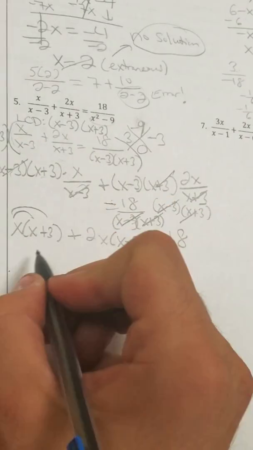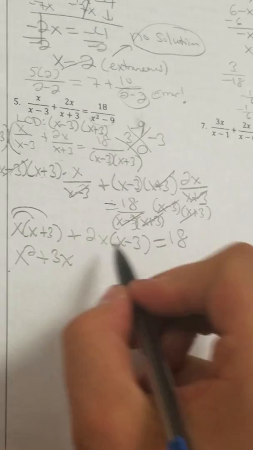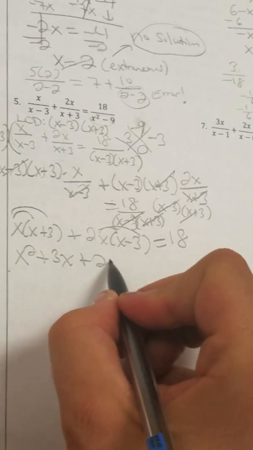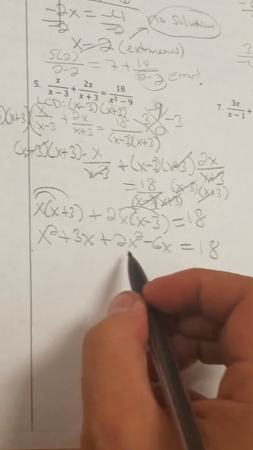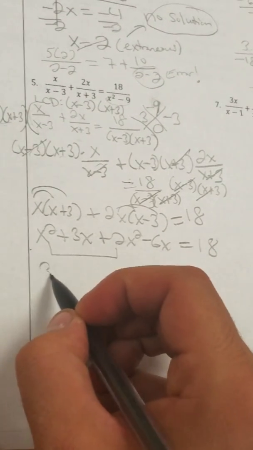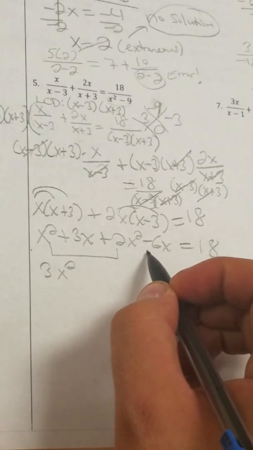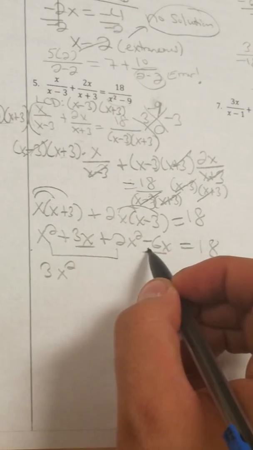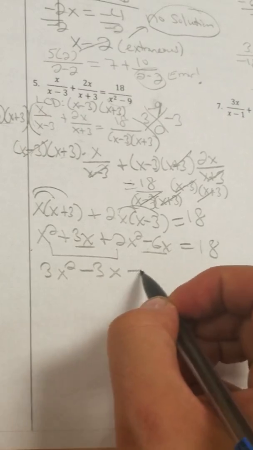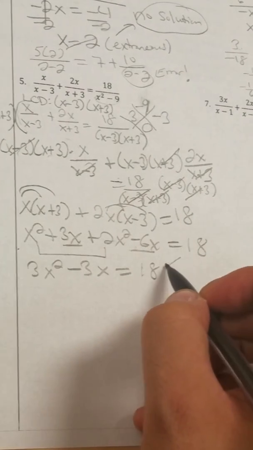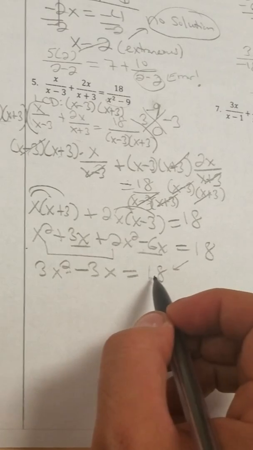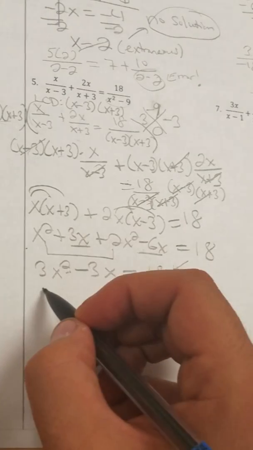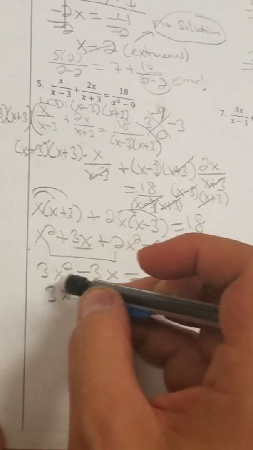So distribute. So we got x squared plus 3x. Again, distribute here. 2x squared minus 6x. All right, combine your like terms. So we got 3x squared. So now we got to combine these. 3 minus 6 is negative 3x. Bring down the 18. Now this is quadratic, right? So we can't solve for x by itself. We have to make one of the sides 0. So I'm going to move this 18 over by subtracting it on both sides. Let me show you that step.